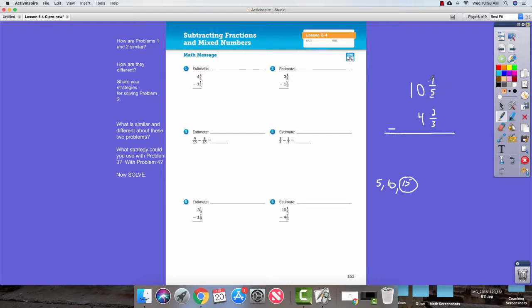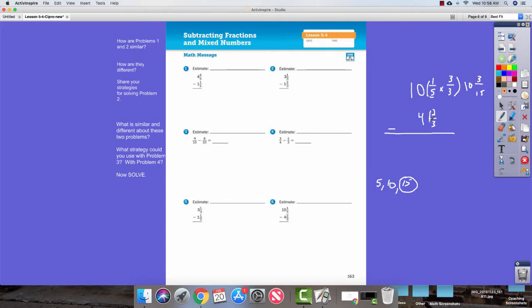So I'm going to change my 1/5 to an equivalent fraction using 15ths. Well, I know 5 times 3 is 15. So if I multiply my denominator by 3, I must also multiply my numerator by 3, or 3/3. So 1/5 times 3/3 would be 3/15. And I still have my 10 wholes that I need to make sure I rewrite over here.